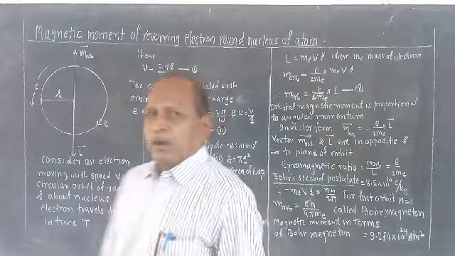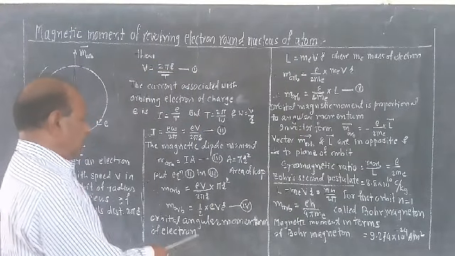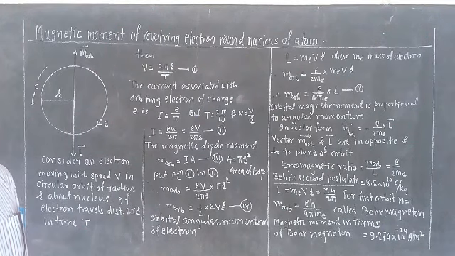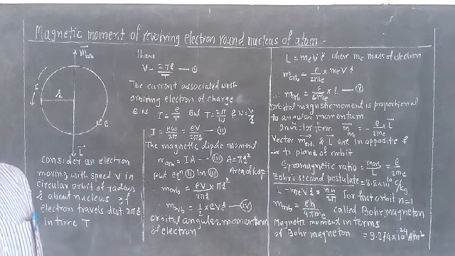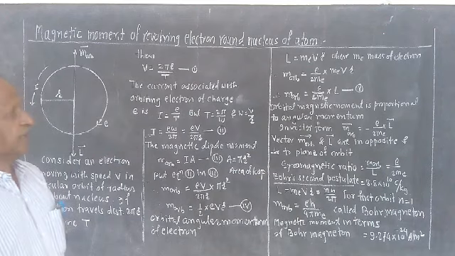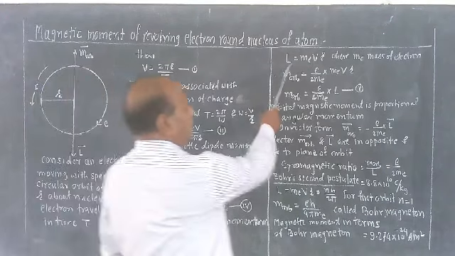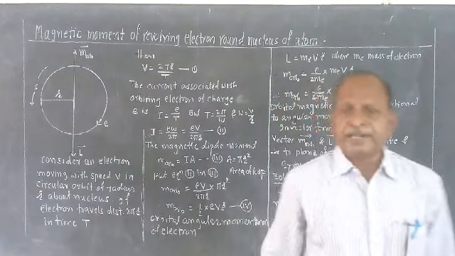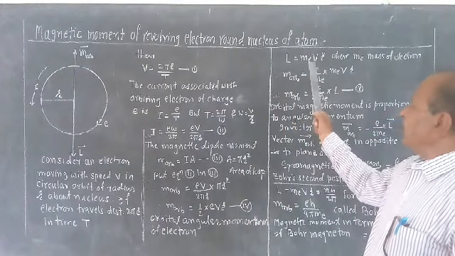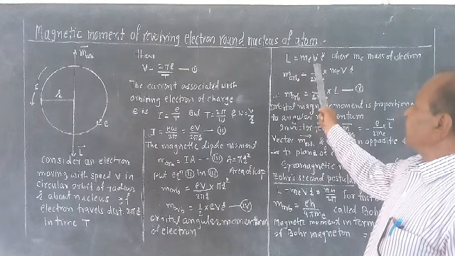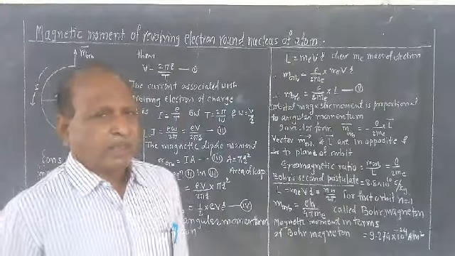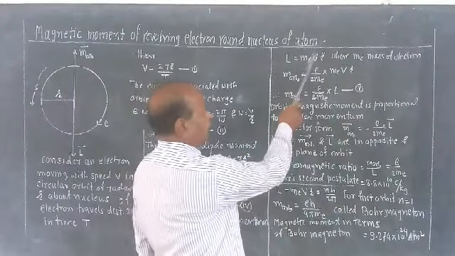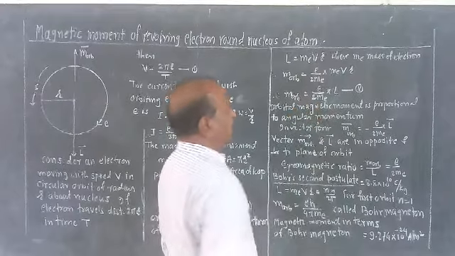Now here, orbital angular momentum and magnetic dipole moment. What is the relation between these two factors? We have to obtain that relation. Angular momentum is the product of mass, velocity and radius. So this L is equal to m e v r, where m e is mass of electron.